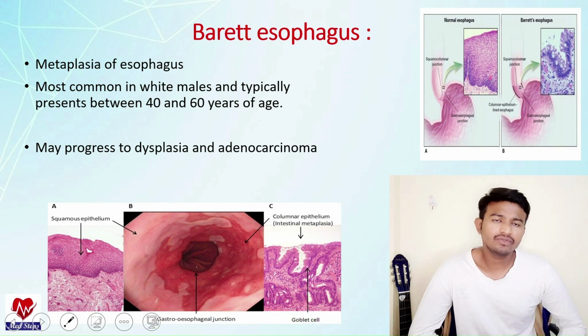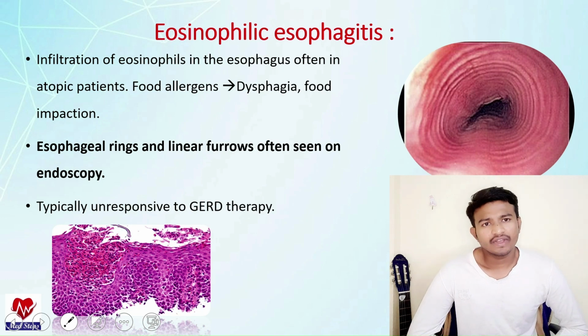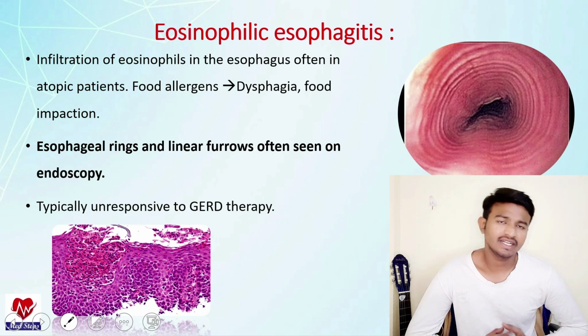So next we are talking about eosinophilic esophagitis. If you are seeing eosinophils, that means it is an allergic condition. Some allergy is happening there. If a patient has asthma or allergic conditions, in this type of people we can suspect eosinophilic esophagitis. In this condition, what will happen? Infiltration of eosinophils in the esophagus, often in atopic patients.